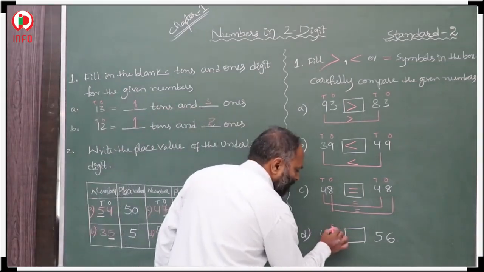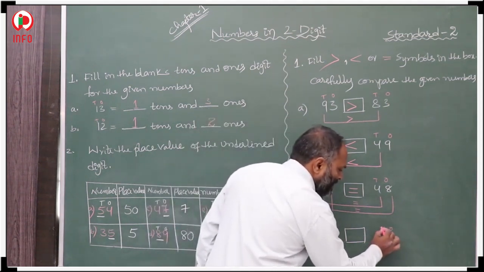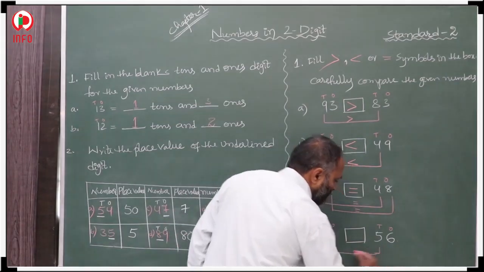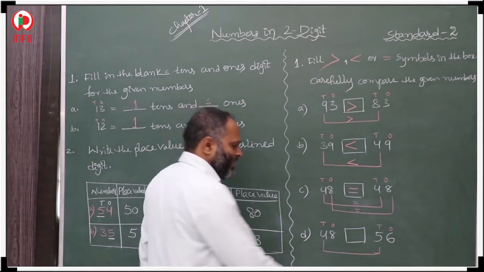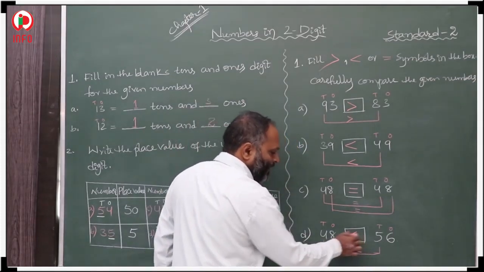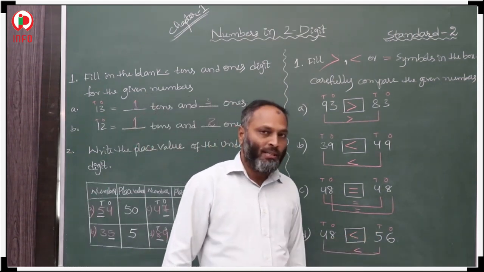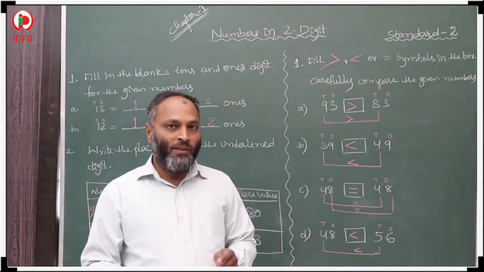In this question, this is ones place, this is tens place. Tens place first: 4 is lesser than 5. Less than. So this complete two-digit number, 48, is less than 56. In this way we have to decide which one is less than and which one is greater than.